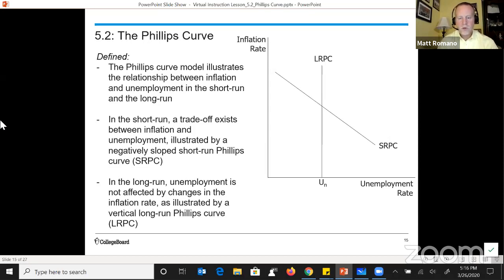And that vertical long run Phillips curve is going to intersect the x-axis at the natural rate of unemployment. U sub n here represents the natural rate of unemployment, what we just reviewed. So what again is that? We're saying that the long run Phillips curve exists at the natural rate. That's the unemployment rate that exists when an economy is operating at full employment output.